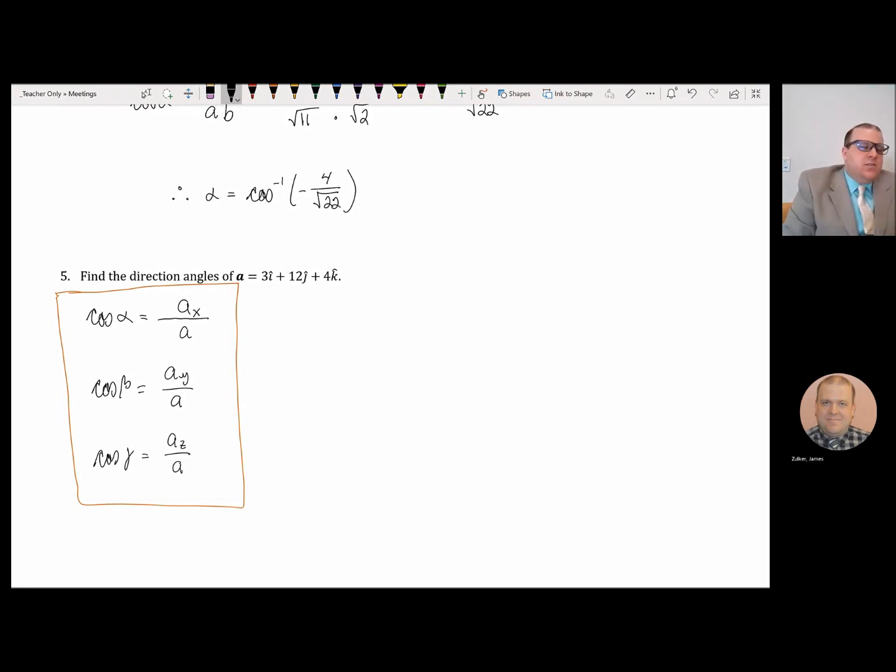to get cosine of beta and cosine of gamma. Now, these are direction angles, which means we're not measuring it with respect to the positive x-axis. I guess technically we are, but we're not considering clockwise and counterclockwise. So if you just think of the xy plane, if the vector lies below the x-axis, it would still be a positive angle, because we're just going to go clockwise instead. So you can still take the inverse cosine of these formulas. Your angle should still be between 0 and pi.